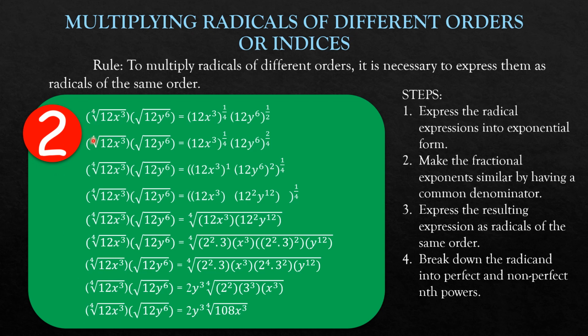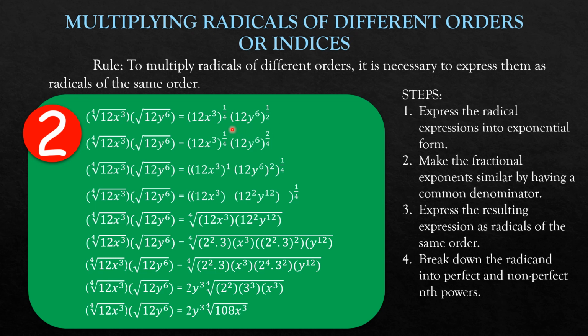Another example is the fourth root of 12x cubed times the square root of 12y raised to 6. So first step, express the radical expressions into exponential form. The fourth root of 12x cubed is the same as 12x cubed raised to 1/4. And then the square root of 12y raised to 6 is the same as the quantity 12y raised to 6, raised to 1/2. Next, step 2, make the fractional exponents similar by having a common denominator.